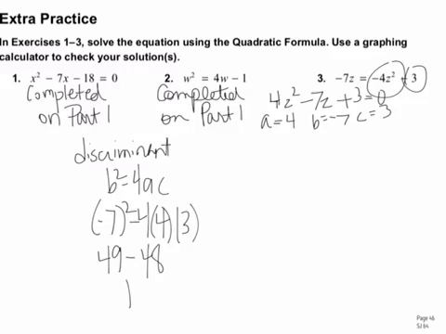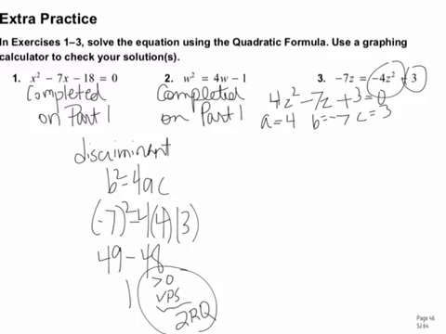So that means that value is greater than 0, and 1 is a perfect square. So I know I'm going to have 2 real rational answers. All of this is just to help me know what my answer is going to look like.